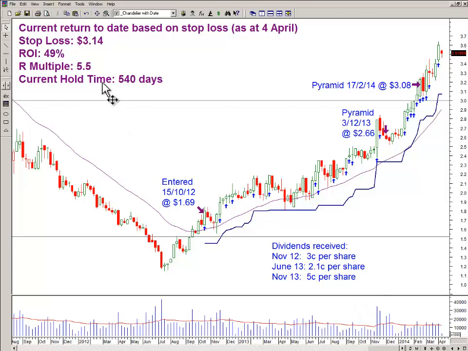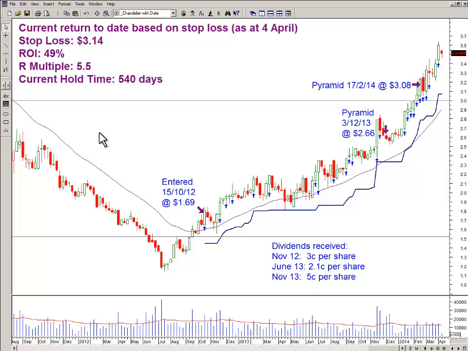So to date, I've held this trade for 540 days. Now, based on where my stop loss is sitting, which is at $3.14, if I get stopped out of this trade anytime at this stop price, I know I will have made a 49% return on the total trade size and a 5.5R multiple. So as you can see, this is the difference between the long-term and the daily trading system.